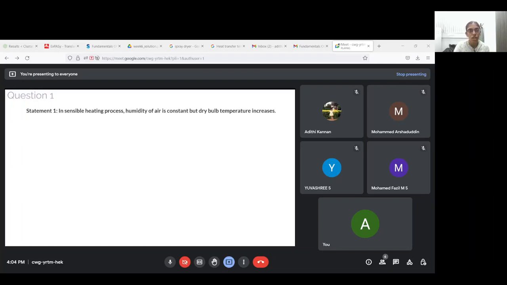Statement 1. In a sensible heating process, the humidity of air is constant, but the dry bulb temperature increases. And statement 2. In a sensible heating process, relative humidity increases. So we'll discuss each term one by one. So what do you think is a sensible heating process?